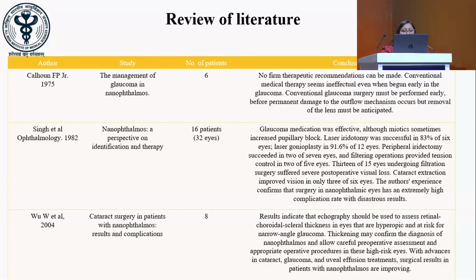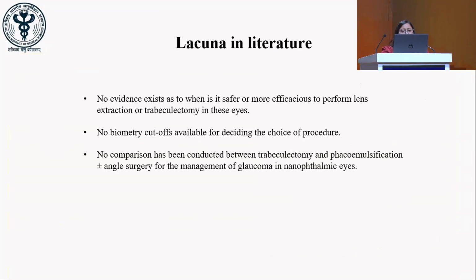these eyes. From the studies from the past, we have seen that there was no evidence existing which says which surgery is better for controlling pressure in these eyes. There was no biometric cutoff available for deciding the procedure of choice, and there was no comparison done between trabeculectomy or phacoemulsification with or without angle surgery for management of glaucoma in these eyes.